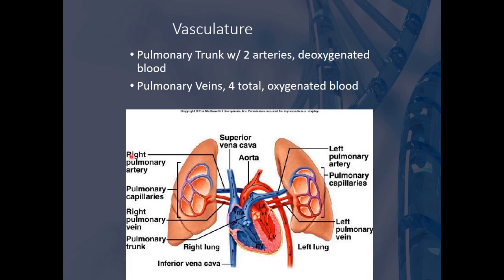The vasculature is opposite of the rest of the body. The pulmonary trunk has 2 arteries carrying deoxygenated blood, and the 4 veins return oxygenated blood back.